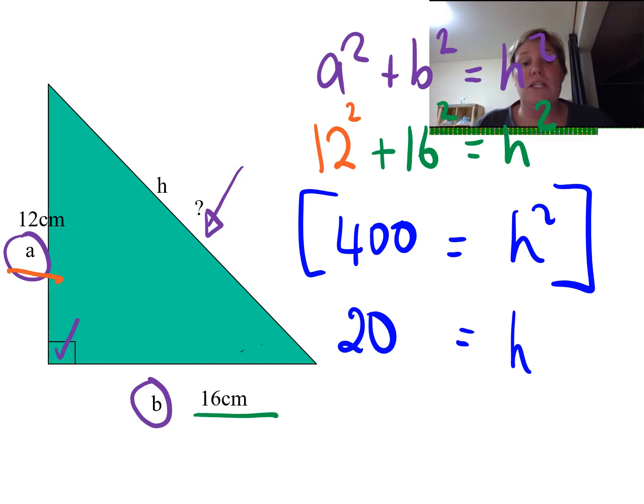This is the bit where I need to remember to insert that unit again. If you have a look, both of the units were the same, they were centimeters, and I'm finding another length, so therefore the unit on here is going to be centimeters.